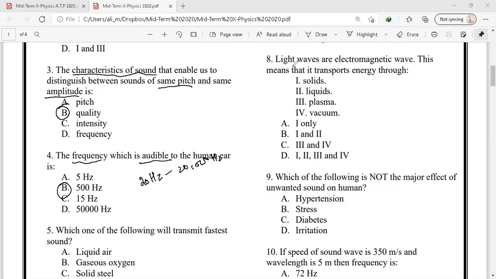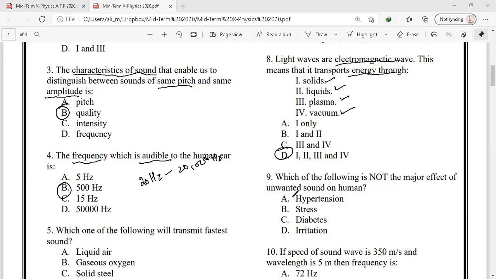Question number 8. Light waves are electromagnetic waves. So, this means that electromagnetic waves can transport energy through solids, liquids, plasma, and vacuum. So, the electromagnetic waves are those waves that do not require any medium. In any certain medium, they can transport energy, while in the absence of medium or in vacuum, they can also transport energy. So, the correct option is option D.